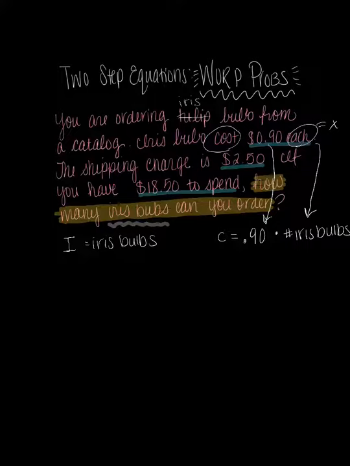Okay, the shipping charge. This is important. When I see shipping charge, it is not something that happens for each iris bulb. It's something that gets added on at the end. So shipping charge should always be an addition. It's never multiplication. So my shipping charge is going to be an additional $2.50, and this is for each order.